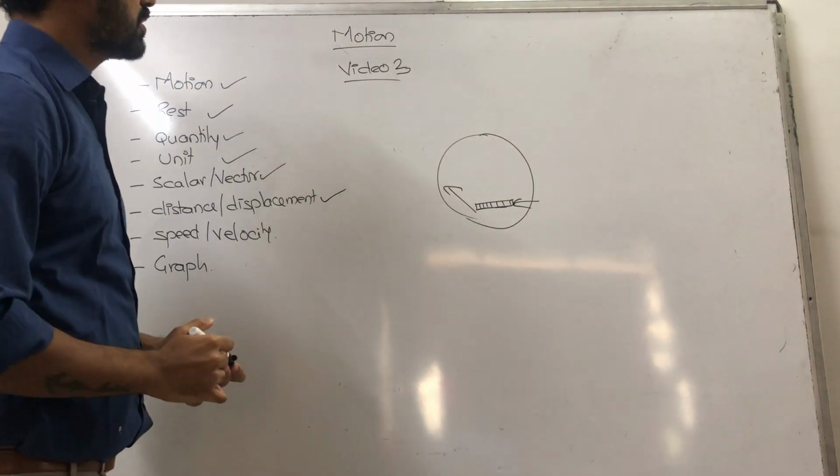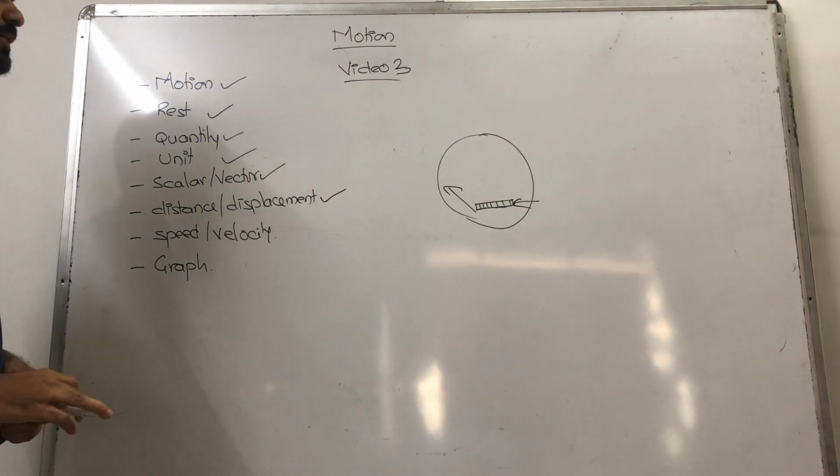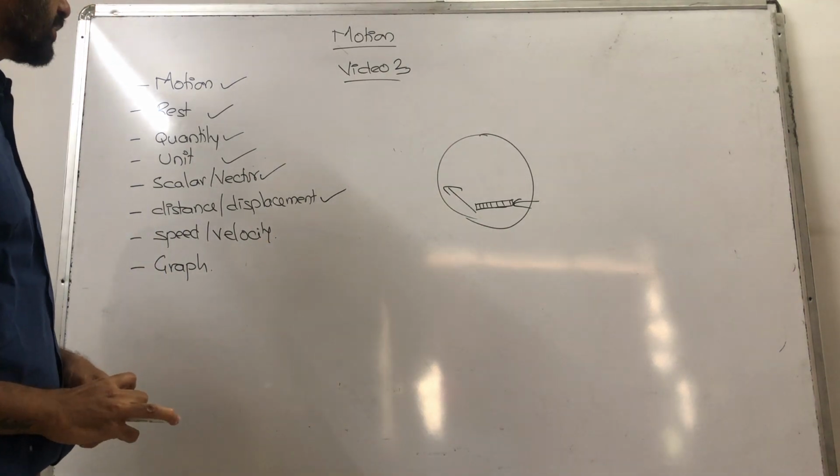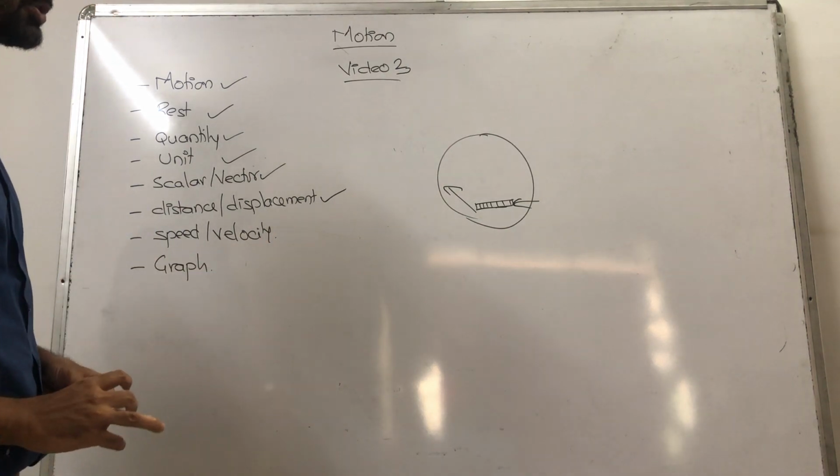This is the third video for the topic chapter motion. We saw speed in the last video. Here we will be discussing velocity.